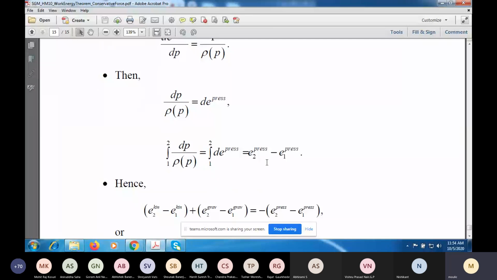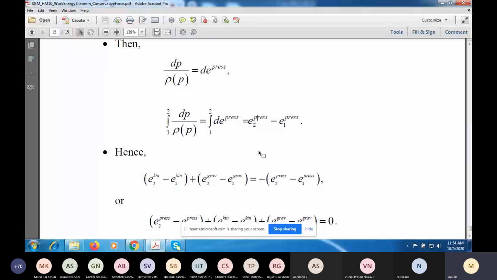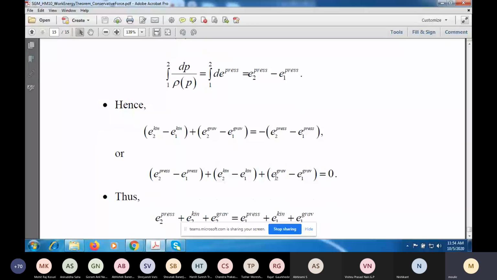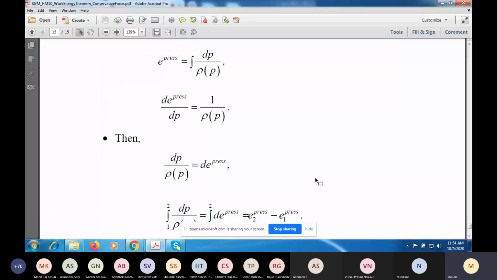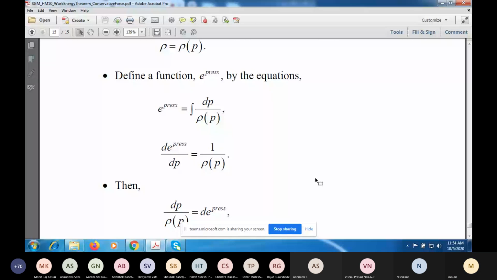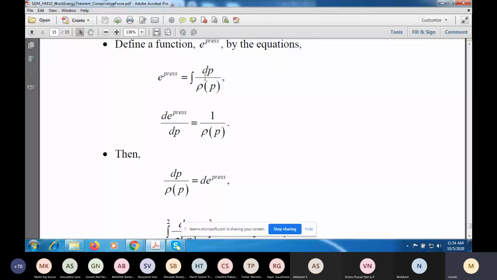Now, if the flow is not steady, I cannot write this as E2 PRESS minus E1 PRESS, where these functions depend only on the position. If it depends on time, then we have to find out at which instant of time the particle is where. But if the flow is steady, then all the quantities in this equation and the next one are just functions of position. So they are point functions. Now, suppose the density is constant. Then what will be this function, the integral of dP by rho? If rho is a constant, it is simply P divided by rho.